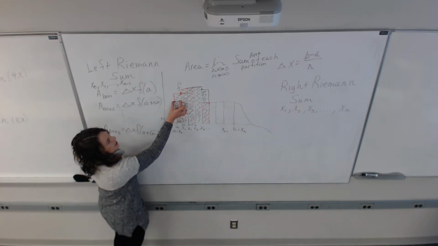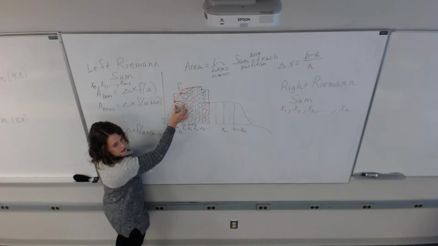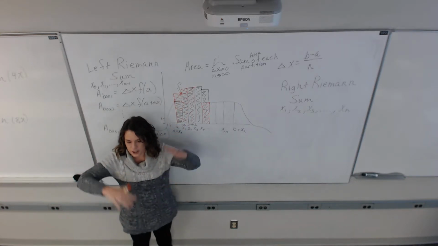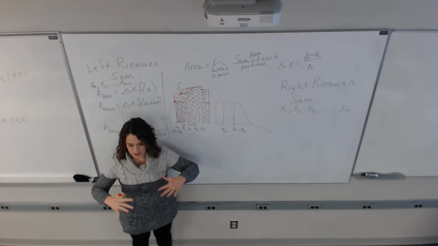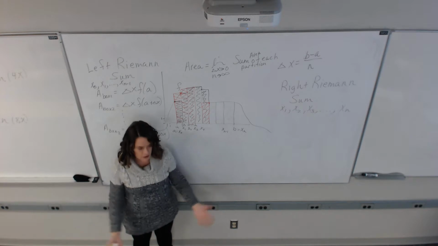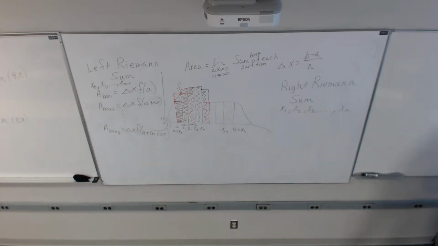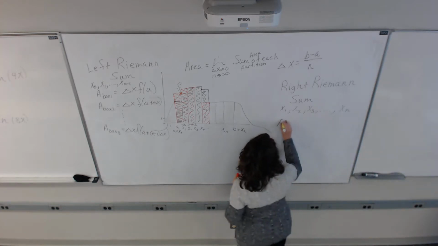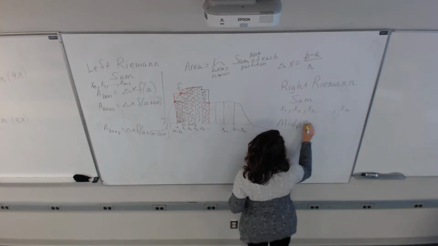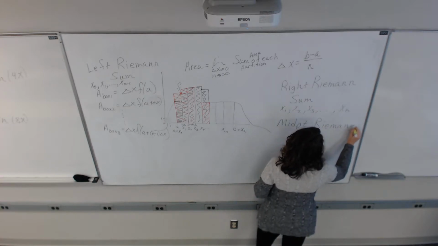If I had to pick a spot in here, they picked the left side, they picked the right side, where could you maybe average out this over and under? Pick the middle. So that's the next one, which is the midpoint Riemann sum, which your book kind of skips, which is bad because it's a better approximation. We will not be skipping it. You will be doing it.